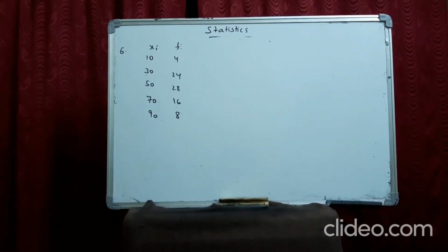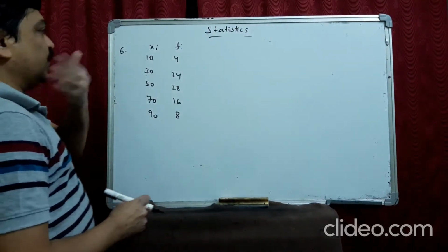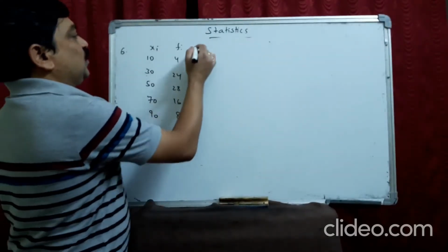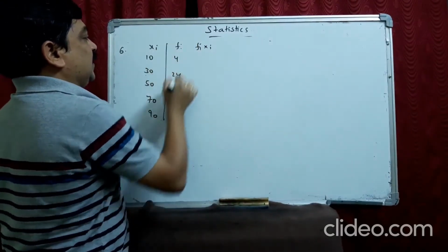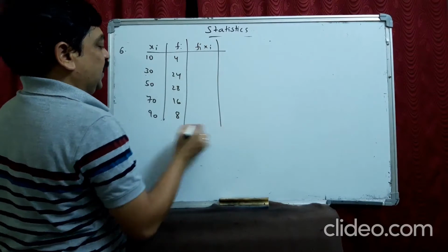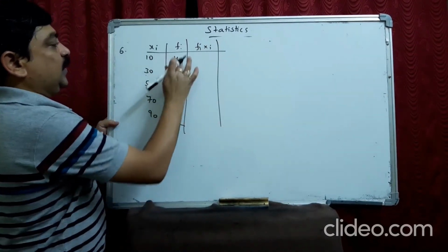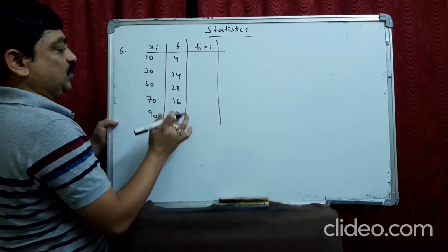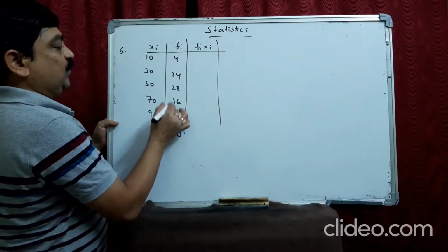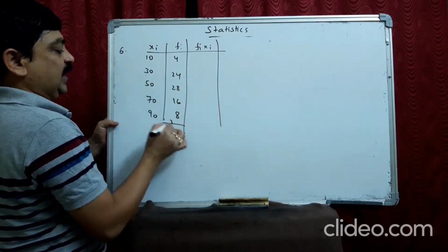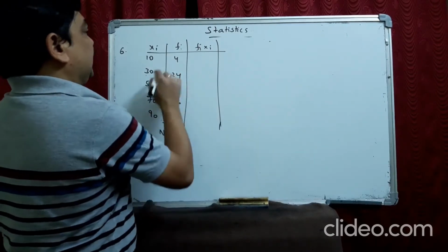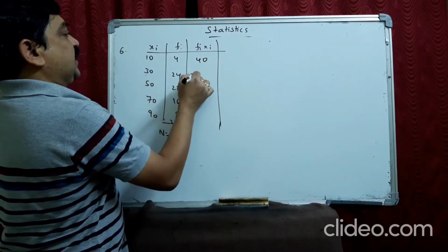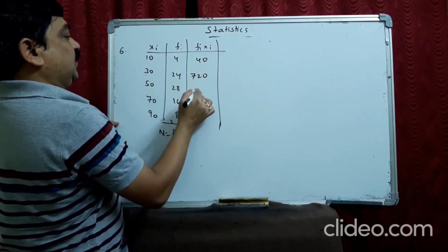See, next 6 questions also we do the same process to find out the mean first. So let us do fi xi and capital N first of all. This is 8, 16, 22, 30, 4 plus 4, 80. Capital N is 80. fi xi 40, 720, 5 8s.